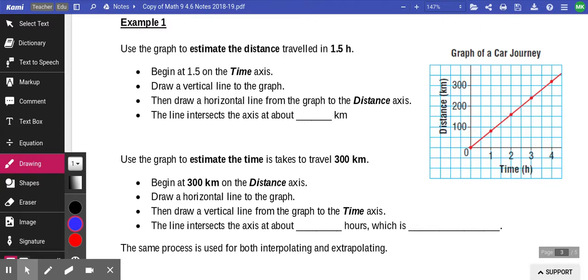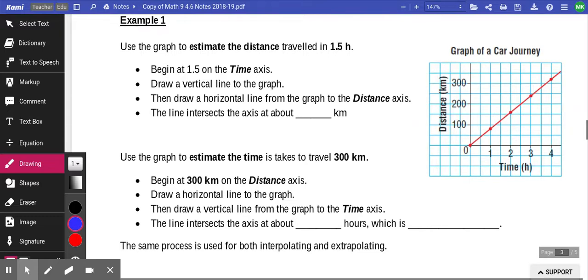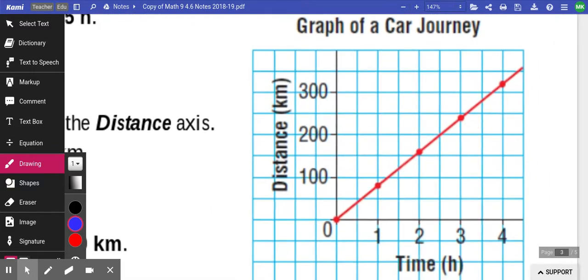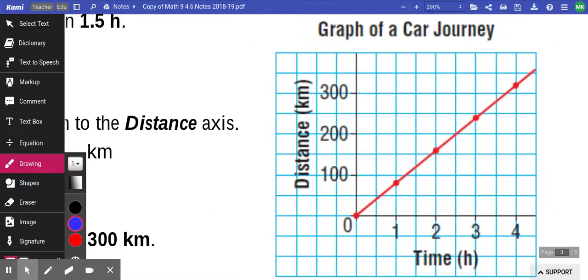Example 1. We have a nice little graph on the right. It's telling us the distance that a car is driven after a certain number of hours. It says use the graph to estimate the distance traveled in 1.5 hours. So if I wanted to use this to predict how far the car has gone at 1.5 hours, I need to figure out where 1.5 is on my hours axis.